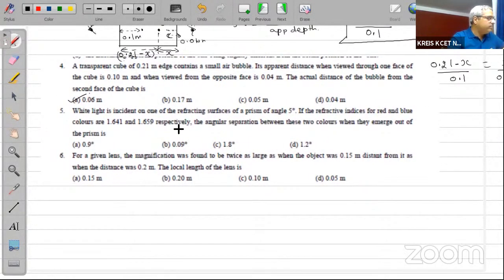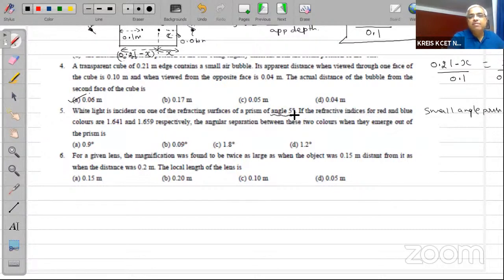ಕ್ವೆಶ್ಚನ್ ನಂಬರ್ 5. ಈಗ let us see what this is about. White light is incident on one face of a refracting surface of a prism of angle 5 degree. It's a small angle prism. 5 degrees ಅಲ್ವಾ, small angle prism.